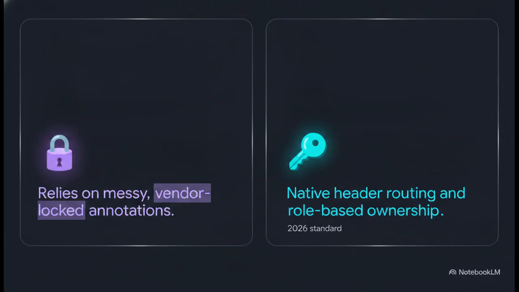Now, for those of you deploying on Kubernetes, there is a massive shift happening right now. We're moving completely away from the traditional Kubernetes ingress resource, which, let's be honest, relies way too heavily on messy vendor-locked annotations, and we're moving toward the 2026 standard, the Kubernetes Gateway API. This new standard offers native header-based routing and, crucially, role-based ownership, meaning platform teams can own the underlying gateway infrastructure, while individual developer teams can own the specific routing rules for their own namespaces. It completely streamlines operations.